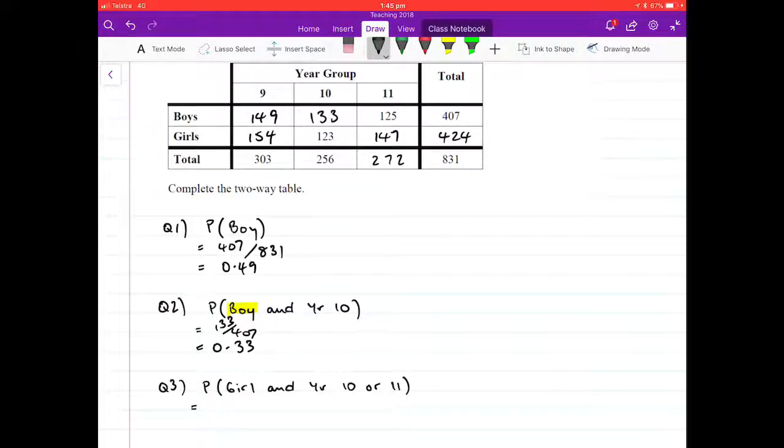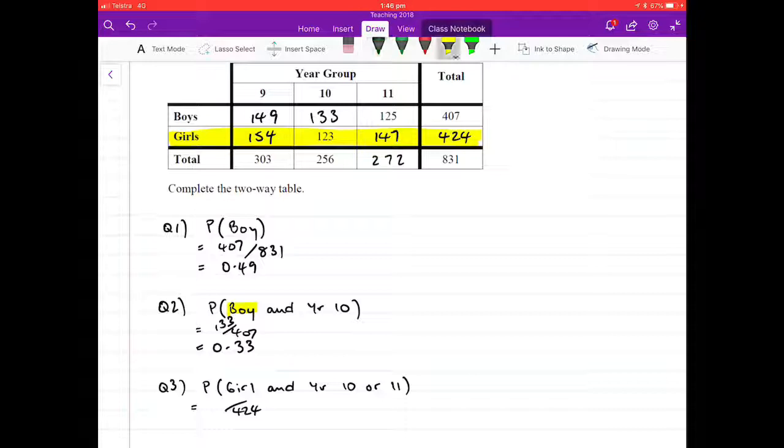says that we want to find the probability of selecting at random a girl and they're in year 10 or 11. So we've got a combination of and or within this one here. So what's mentioned first is the girls. Okay, and we've got 424 of them. So total sample size there is 424. Within those girls, we want to find the probability that they're in year 10 or 11.